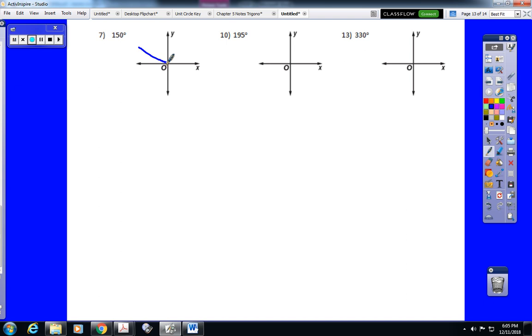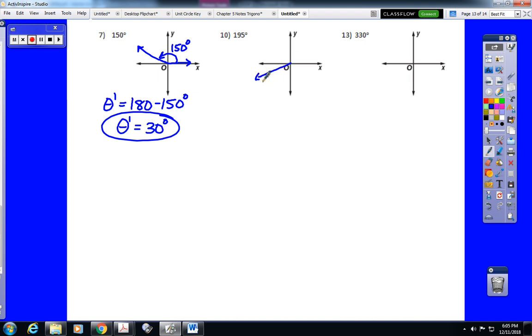150 degrees is in quadrant 2, so your picture should be in quadrant 2 with a label of 150 degrees. That's not very straight, but whatever. The reference angle then would be 180 minus the angle, or 180 minus 150. Reference angle is 30 degrees.